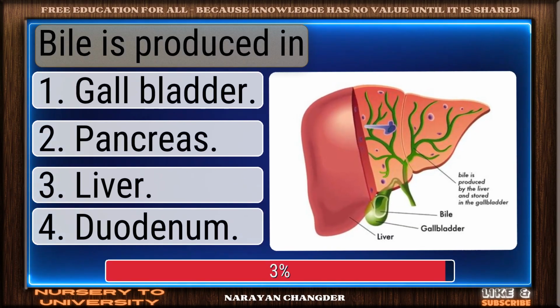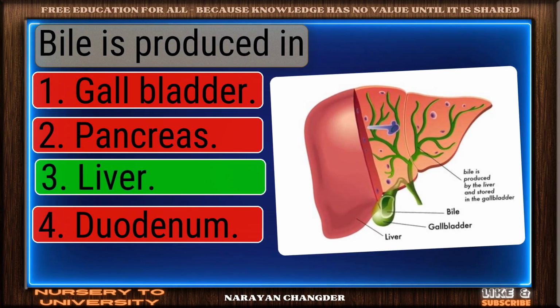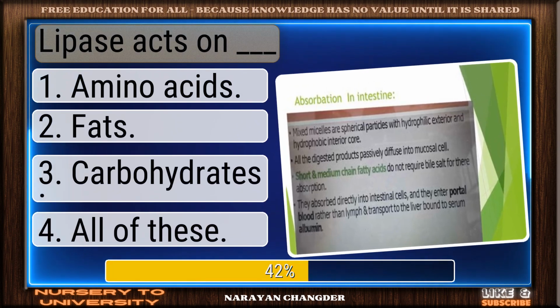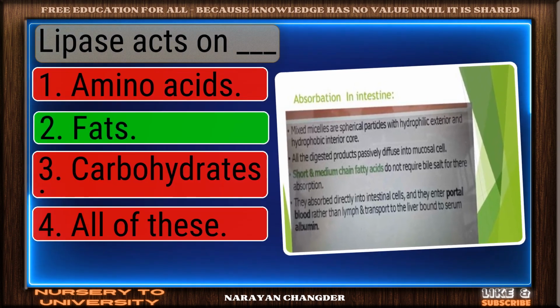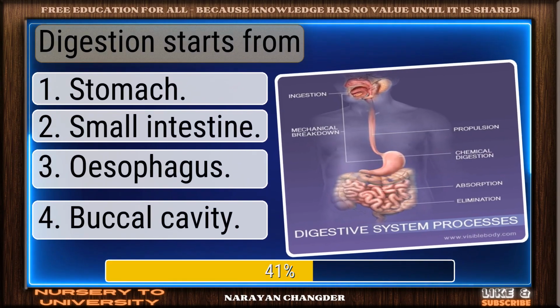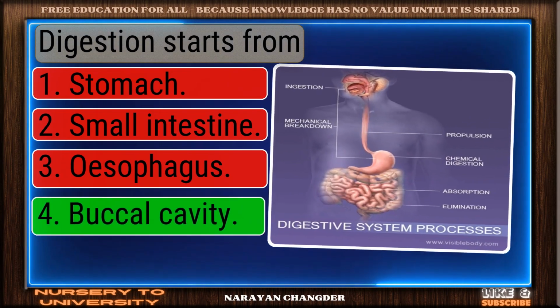Bile is produced in. Bravo! Liver is the answer. Lipase acts on dash. Nicely done. Fats is solid. Digestion starts from. Smart move. Buccal cavity is accurate answer.